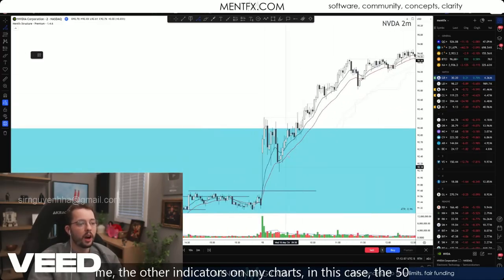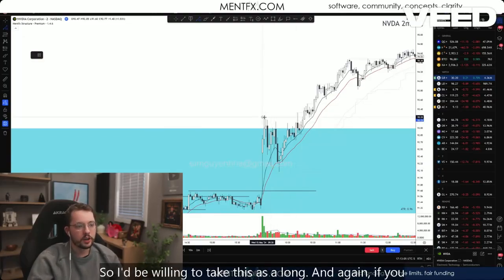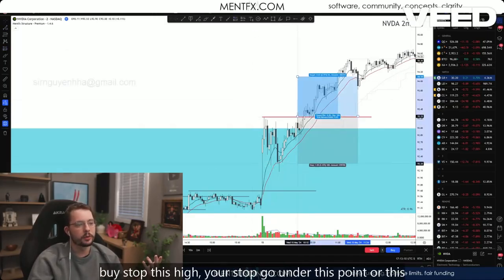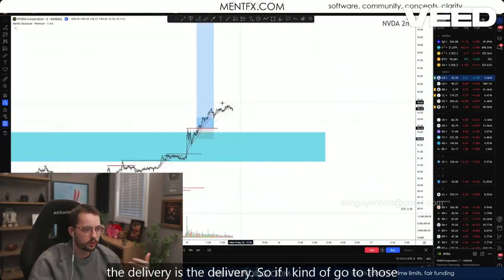Now, for me, the other indicators on my chart, so in this case, the 50 SMA, the 20 EMA, the 10 EMA, all look clean enough for me to take this trade, and I like what this trade would look like, so I'd be willing to take this as a long. And again, if you buy stop this high, your stop goes under this point or this point here, wherever you see fit, right? And then the delivery is the delivery.